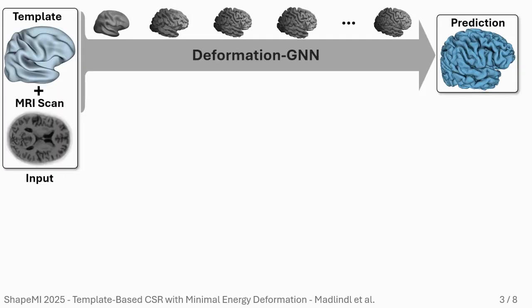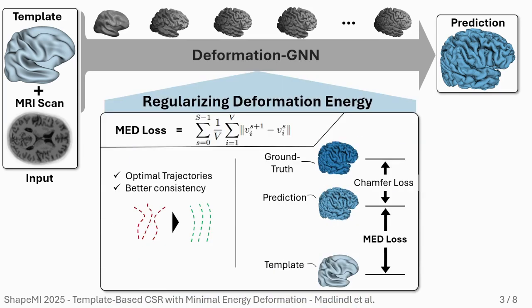The overview of such a pipeline of CSR with deep learning today is as such that, as we can see on the left, we have a template and we have an MRI scan, and the deformation GNN is using the MRI scan to guide the deformation and deforms the template in many different steps into the predicted shape. What we add with the MED loss is a regularization on this deformation graph neural network, such that we get optimal trajectories and a better consistency.